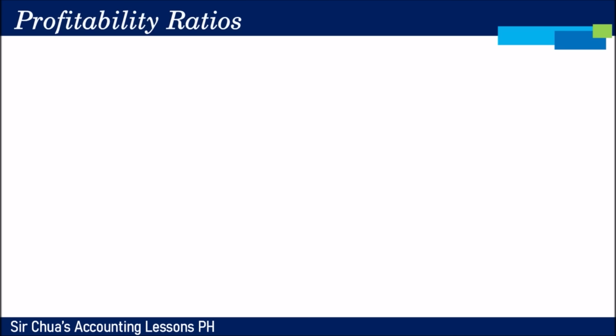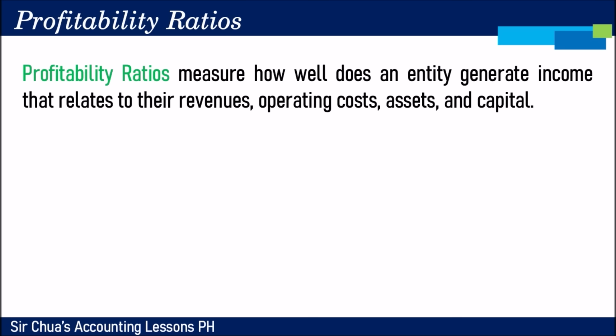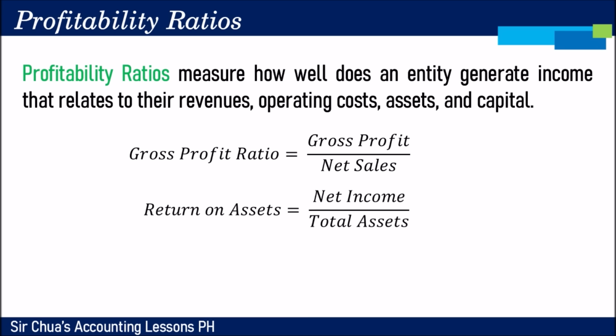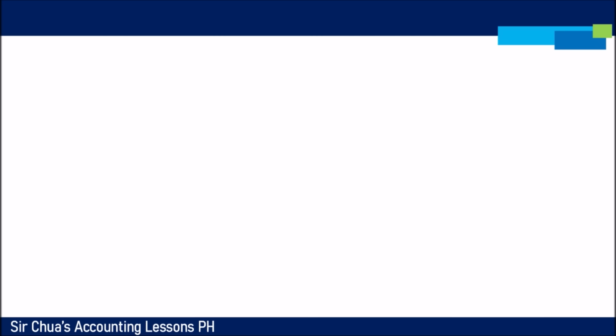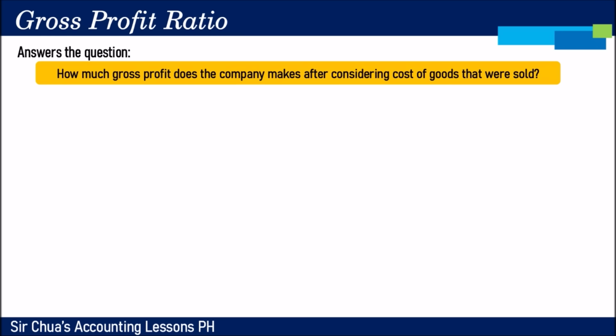And we proceed with profitability ratios. It measures how well does an entity generate income that relates to their revenue, operating costs, assets, and capital. So we have gross profit ratio, return on assets, and return on equity. Let's discuss them one by one. Okay, for the gross profit ratio, how much gross profit does the company make after considering cost of goods that were sold? Ganito lang kasimple.